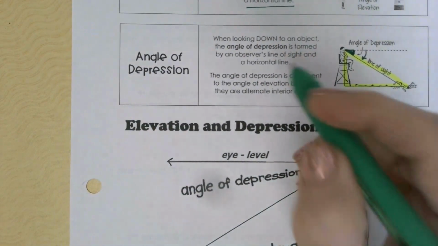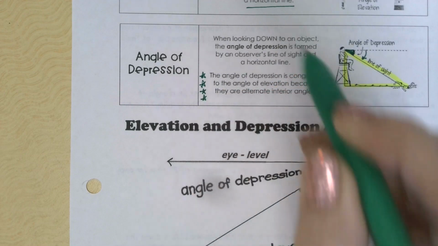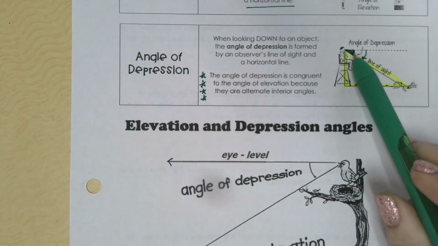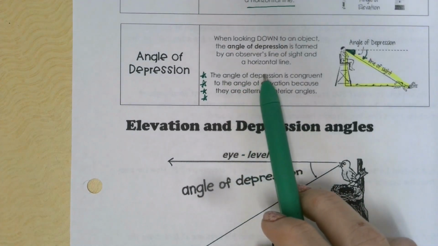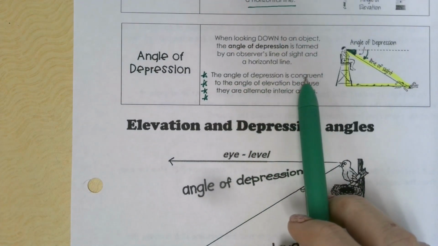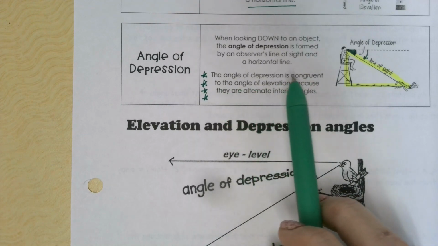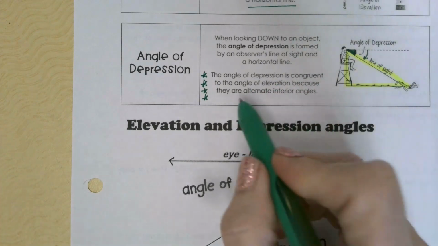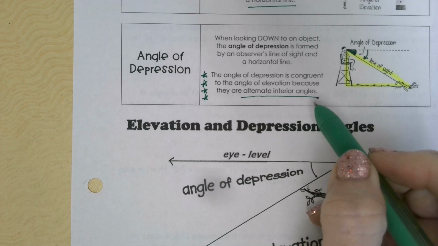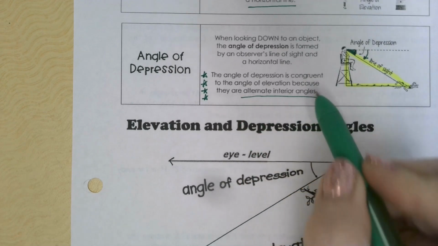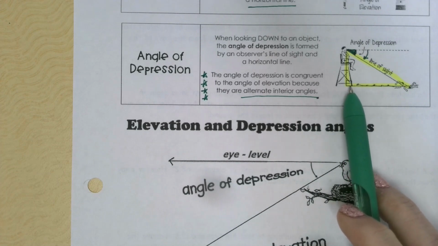Okay, now this part right here, super, super important because it's going to fix this being on the outside. It says the angle of depression is congruent. What does that mean? Equal to, is congruent to the angle of elevation because they are, remember what I told you in geometry that we never stop learning what we learned? Okay, here's another place. Alternate interior angles. Do you see the Z?